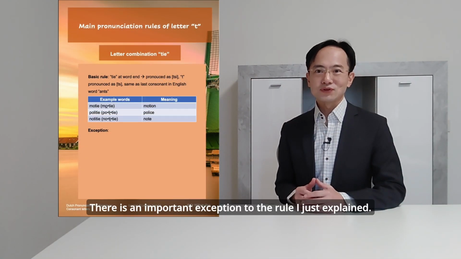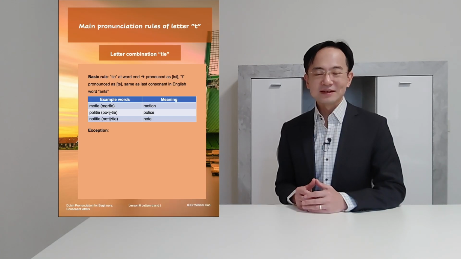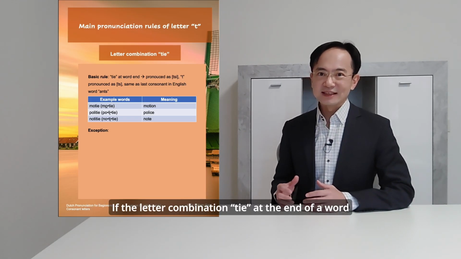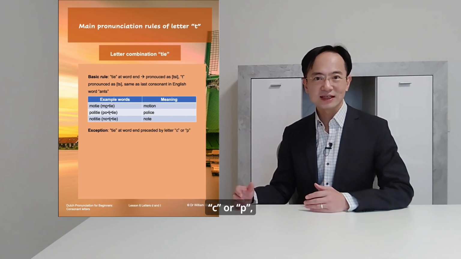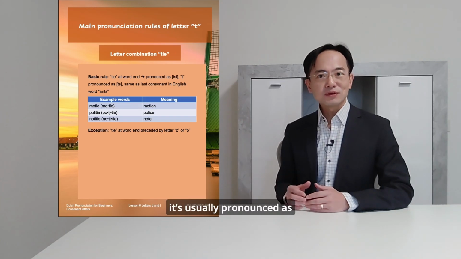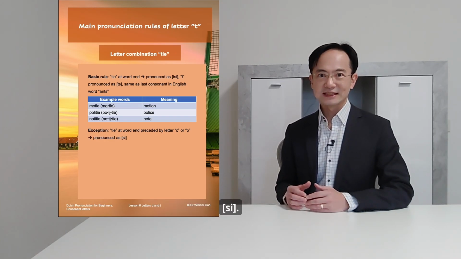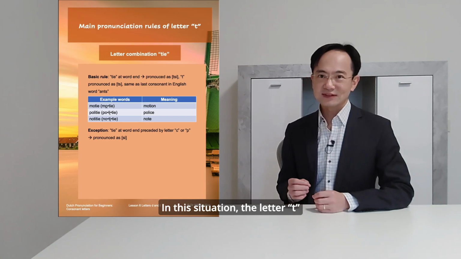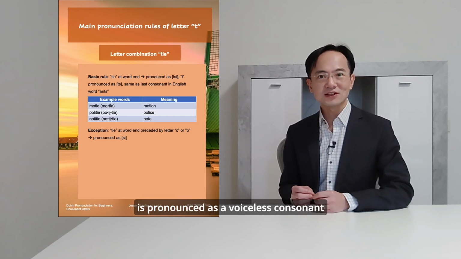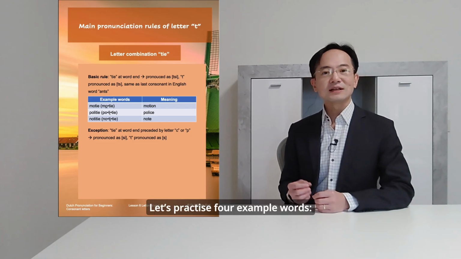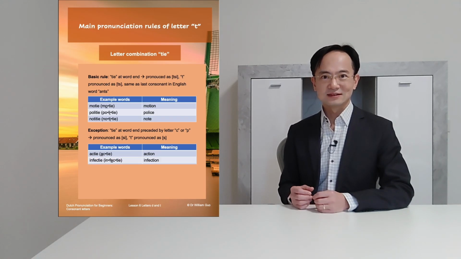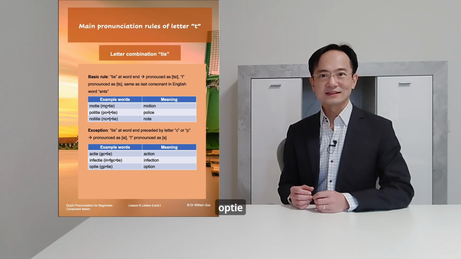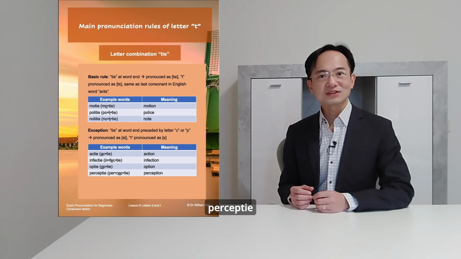There's an important exception to the rule I just explained. If the letter combination TIE at the end of a word is preceded by the letter C or P, it's usually pronounced as si. In this situation, the letter T is pronounced as a voiceless consonant S. Let's practice 4 example words. Actie, infectie, optie, perceptie.